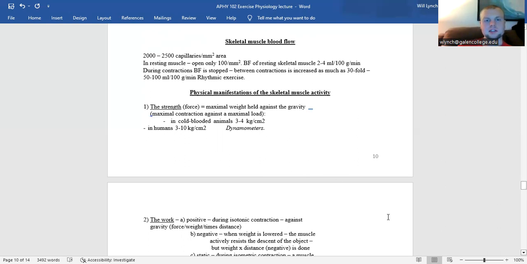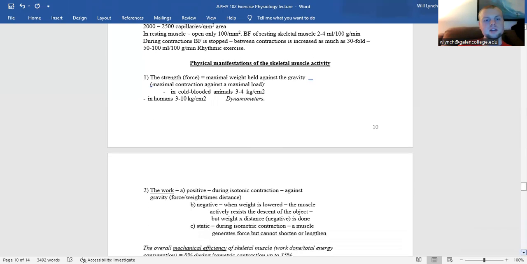All right, physical manifestations of skeletal muscle. The strength or force is the maximal weight held up against gravity. Cold-blooded animals, you can see 3 to 4 kilograms per centimeter squared. In humans, it's much more variable, 3 to 10 kilograms per centimeter squared.